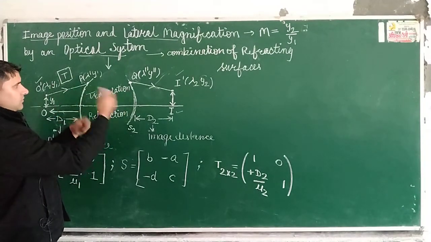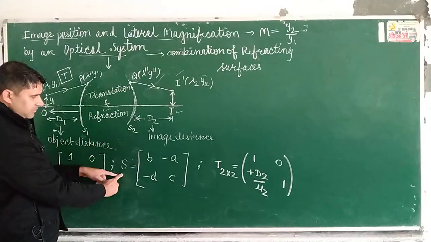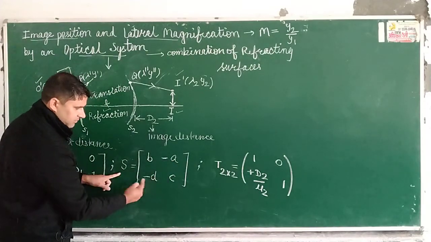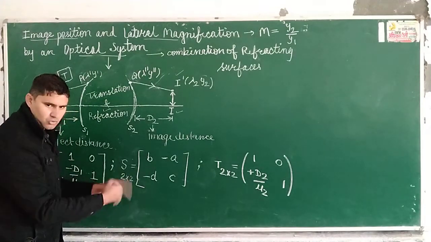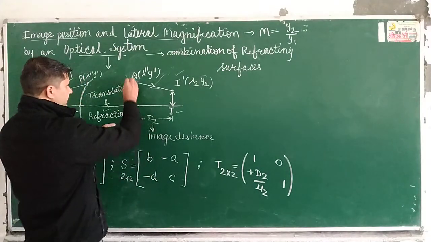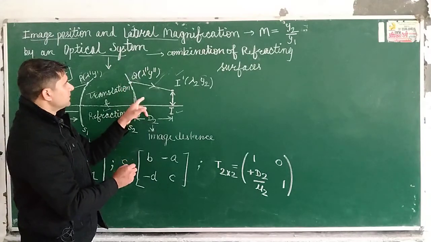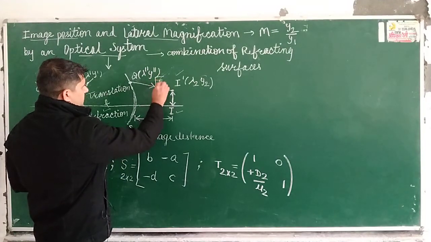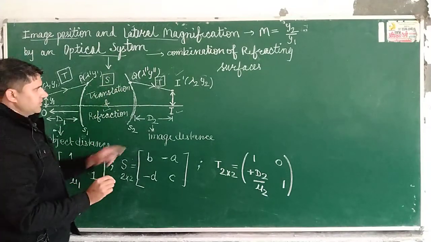Whatever happens in between these two surfaces is given by a system matrix whose elements are minus A, B, C and minus T. This is also a 2 cross 2 matrix, and it is a combination of various translation and refraction matrices. Let the ray of light emerge from the system at point Q, and between point Q and I there is again translation. So we will make use of these three matrices to connect the optical coordinates of the image point and the object point.